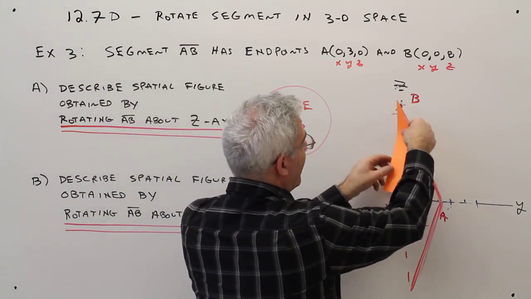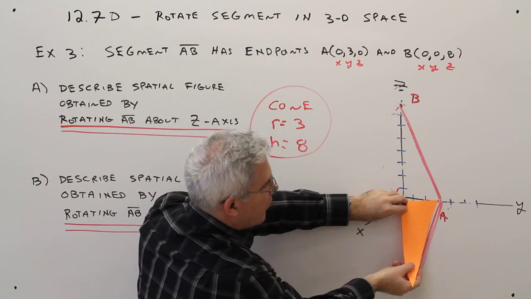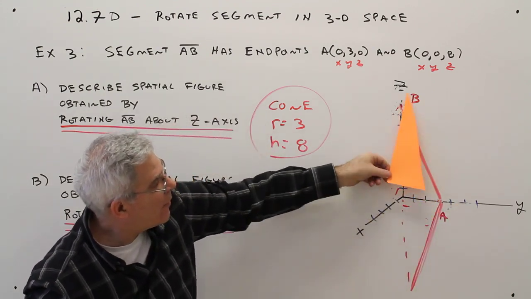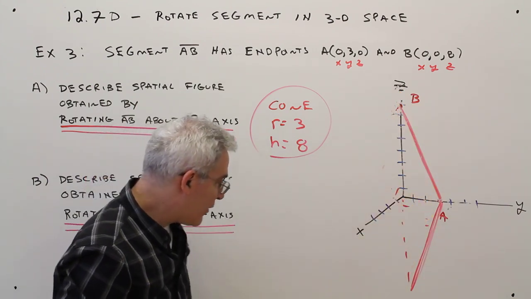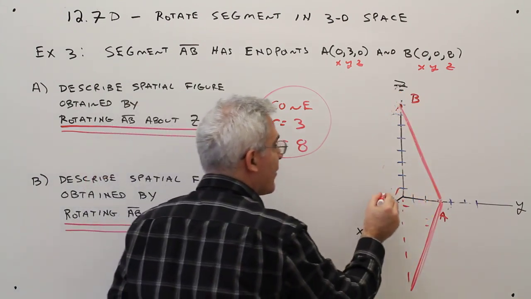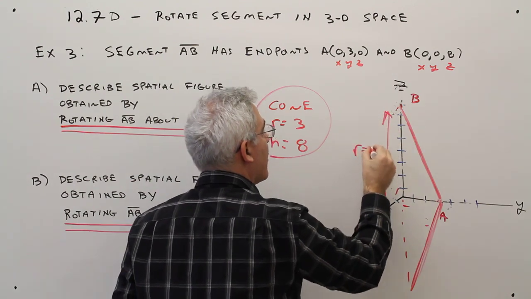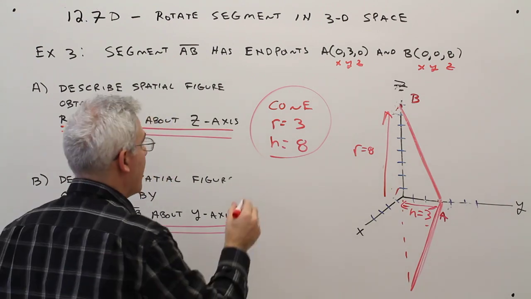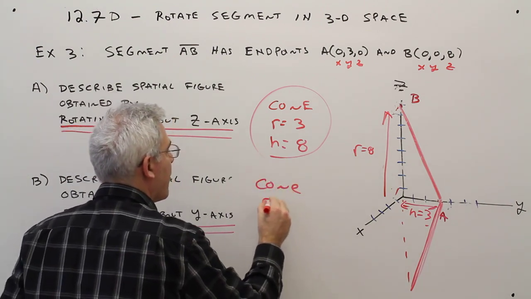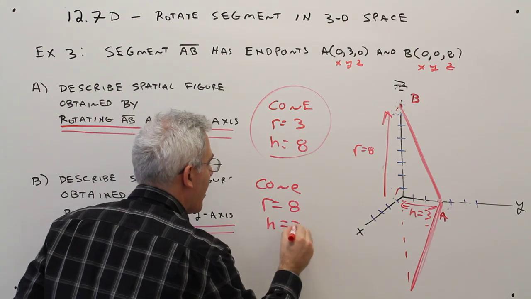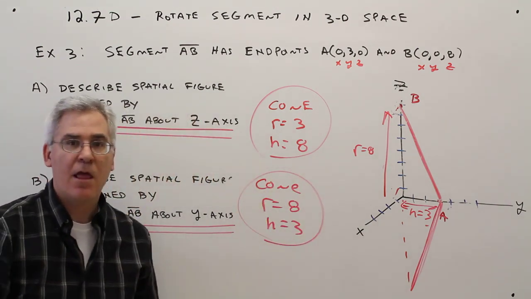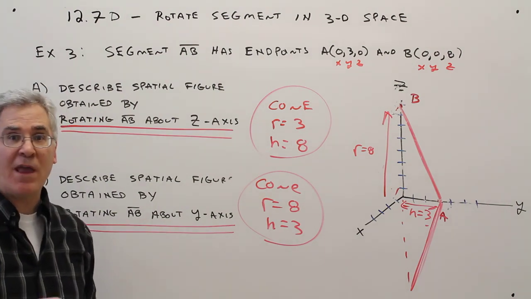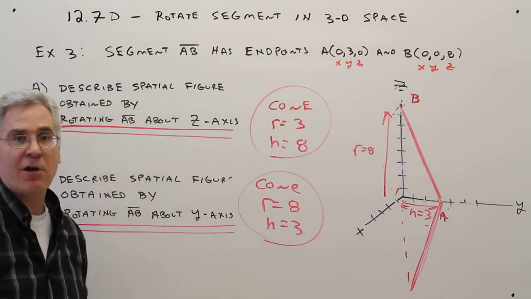It's going to be the shell of a cone, but we're going to call it a cone. To help you better visualize it, we can take this and just rotate about the y-axis. Hopefully you can see we're going to get that cone shape. In this case, the cone will have a radius of 8 and a height of 3. So it's going to be a cone, radius of 8, height of 3. And there you have it. How to rotate a segment in three-dimensional space and get shells, or as we're going to call them, solid figures.